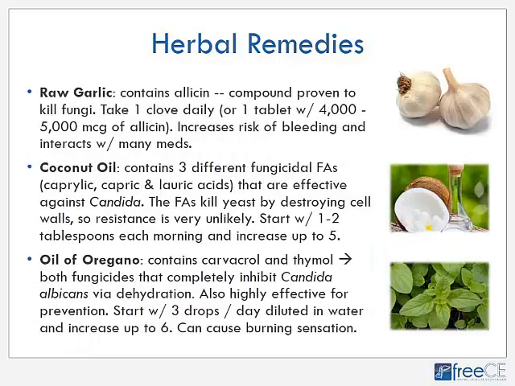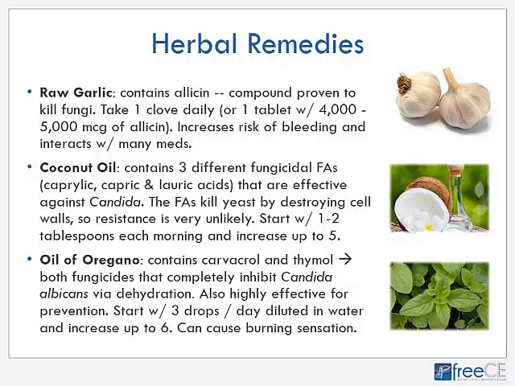One of the most powerful herbal remedies to fight Candida is raw garlic. Raw garlic contains allicin, a compound proven to kill fungi and many other microbes. In terms of doses, take 1 clove daily, or 1 tablet with between 4,000 to 5,000 micrograms of allicin. Of course, keep in mind that raw garlic does increase the risk of bleeding and interacts with a variety of meds, so it should not be combined with blood thinners.